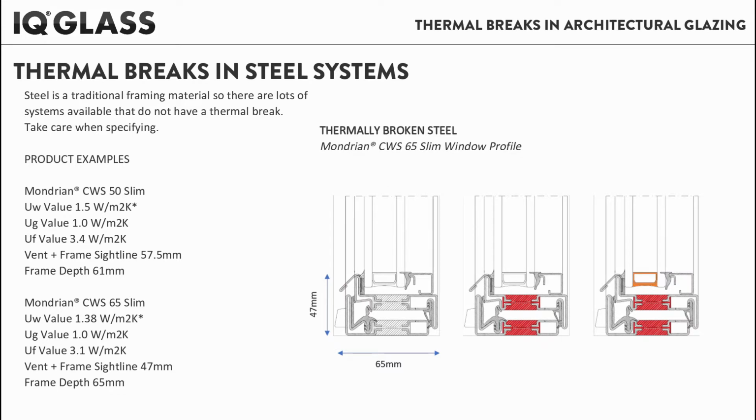For better thermal insulation in a steel frame, the Mondrian CWS 65 Slim system uses a slightly different thermal break material which reduces the UF value and therefore gives you a slightly better overall thermal performance. You would normally be looking at UW values from about 1.4 watts per meter squared Kelvin with this type of thermally broken steel system.